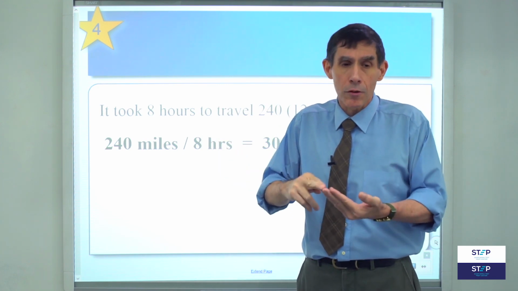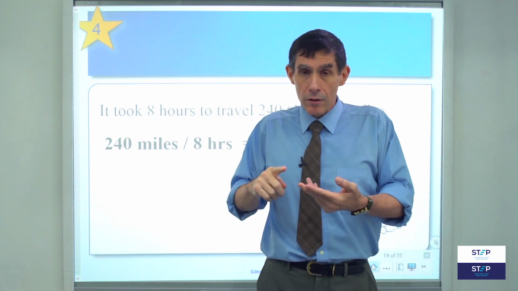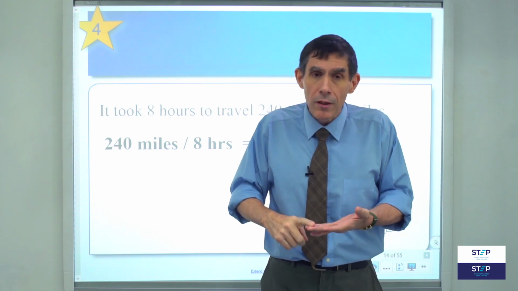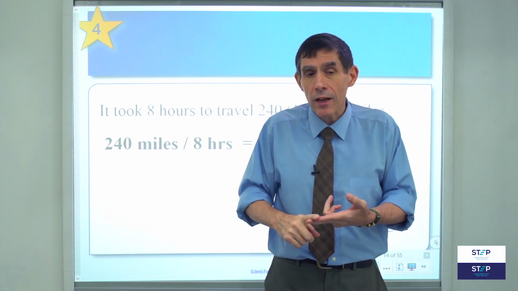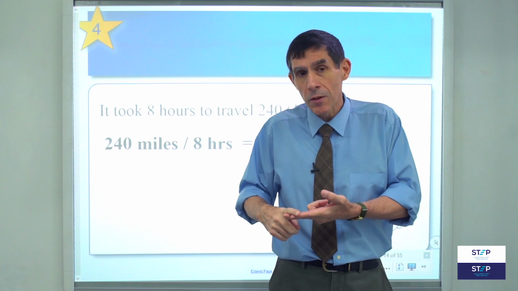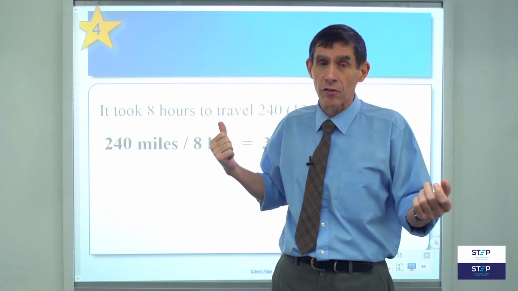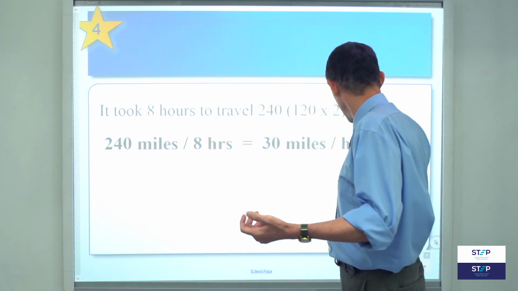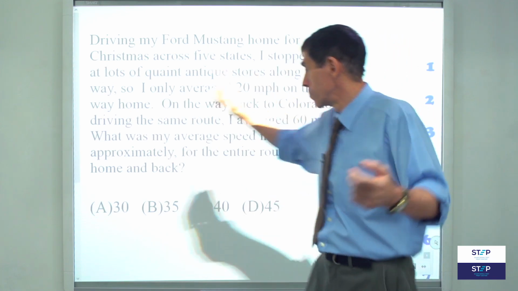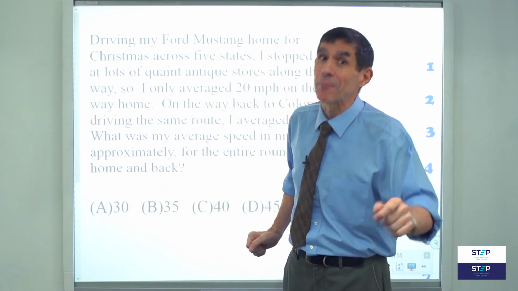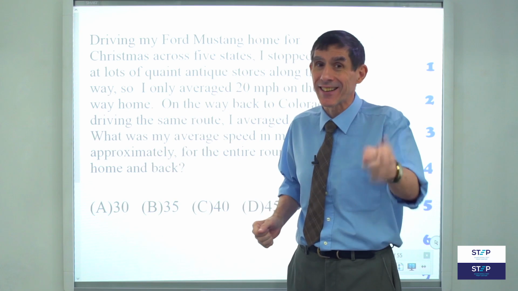So again, your strategies: you can pick numbers, you can back solve sometimes, or you can work it conventionally. But in this case, picking numbers really helped us a lot. Okay, so there you go. 30 miles an hour. Boom. It's not B this time, it's A this time. Finally getting some different answers.